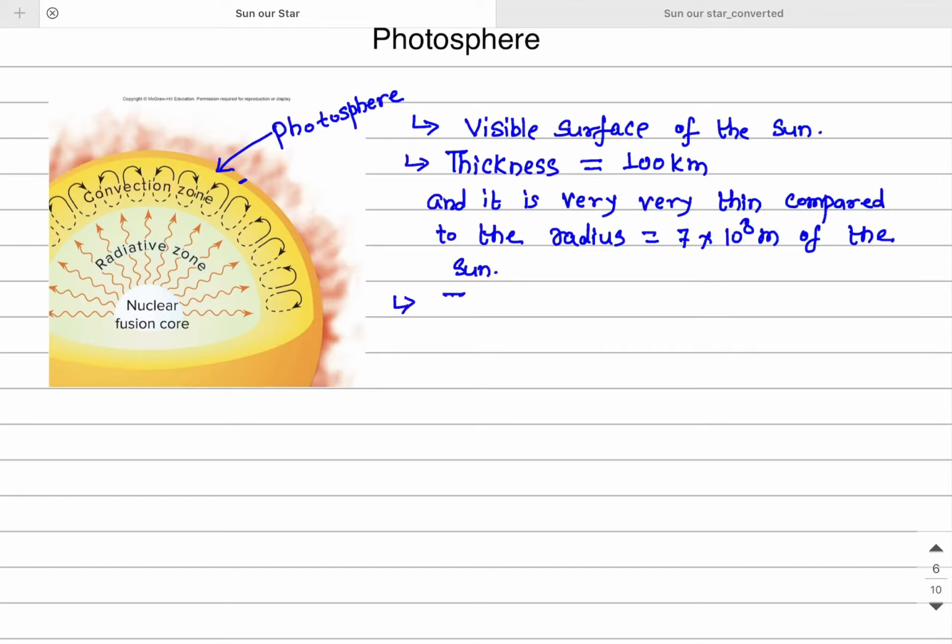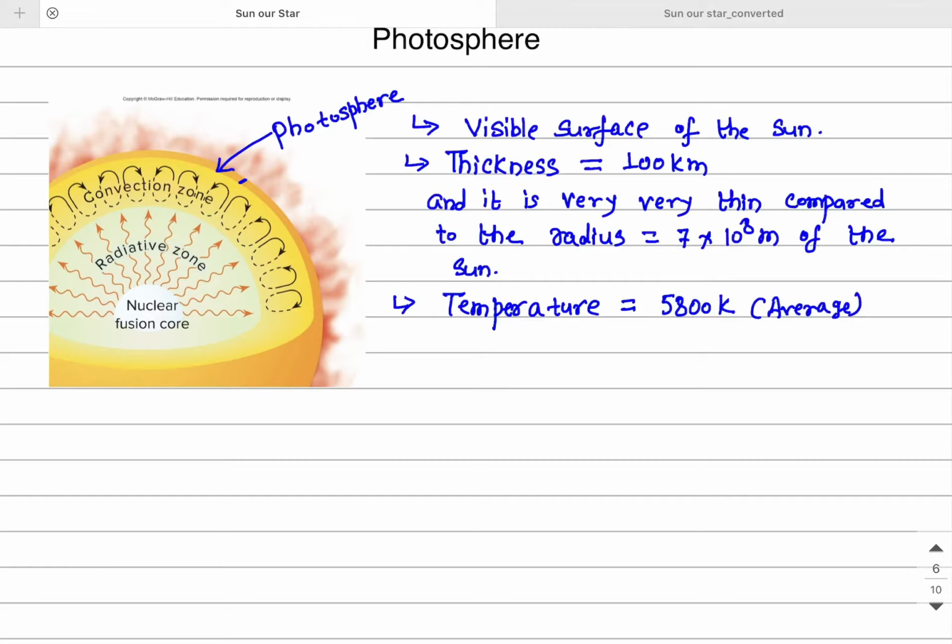The temperature of the photosphere is only about 5800 Kelvin. 5800 Kelvin, that's the average temperature.